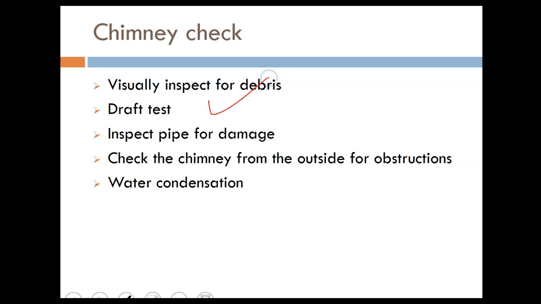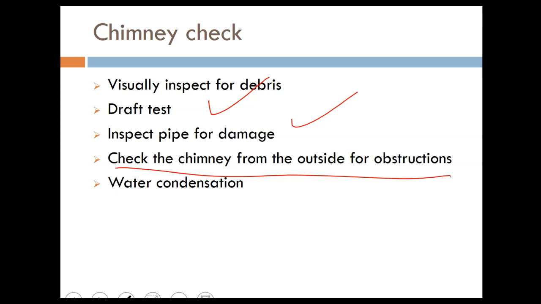Do a draft test, inspect the pipe for damage, make sure they are connected, put some duct tape if possible. For duct tape, try to use something with heat resistance to seal all the openings in the pipe. Check the chimney from the outside for any obstructions. I know it's a little bit of a bother to go all the way to the top of the chimney and look at it, but a lot of things fall into the chimney. They do have a mesh in it, but birds tend to live there and they keep stuff.